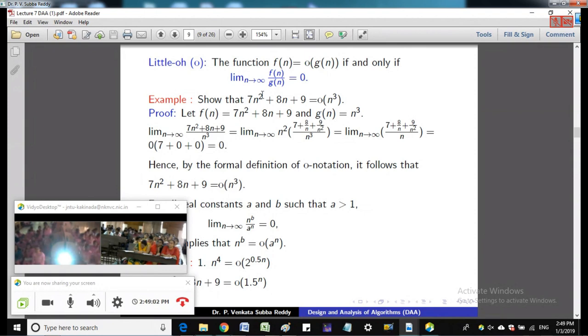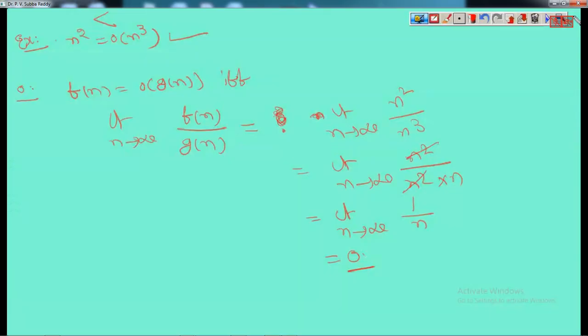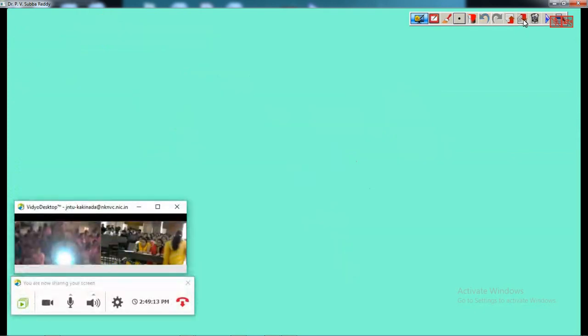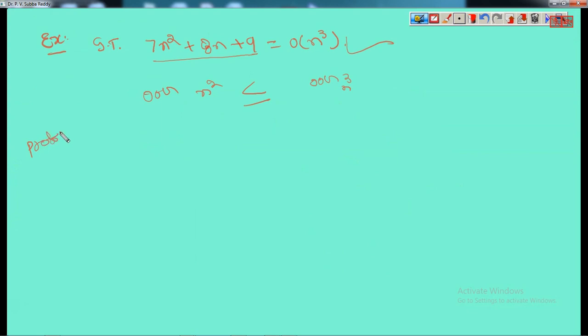Next, for example, 7n square plus 8n plus 9 is little o of n cube. Is it true or not? Yes, it is true. Why? Because here the order of growth is n square, and here the order of growth is n cube. So this is less than that. That's why it is correct. Then how to prove this? To prove it, we require formal definitions.